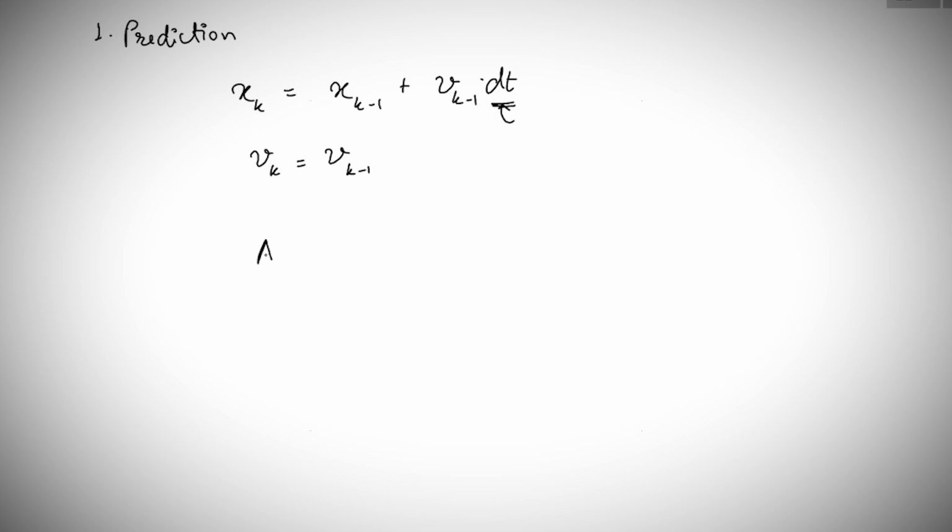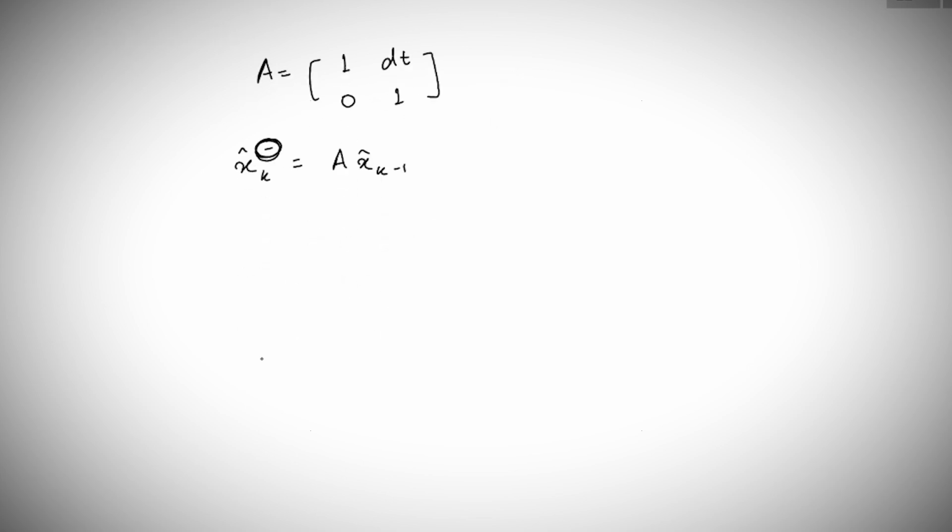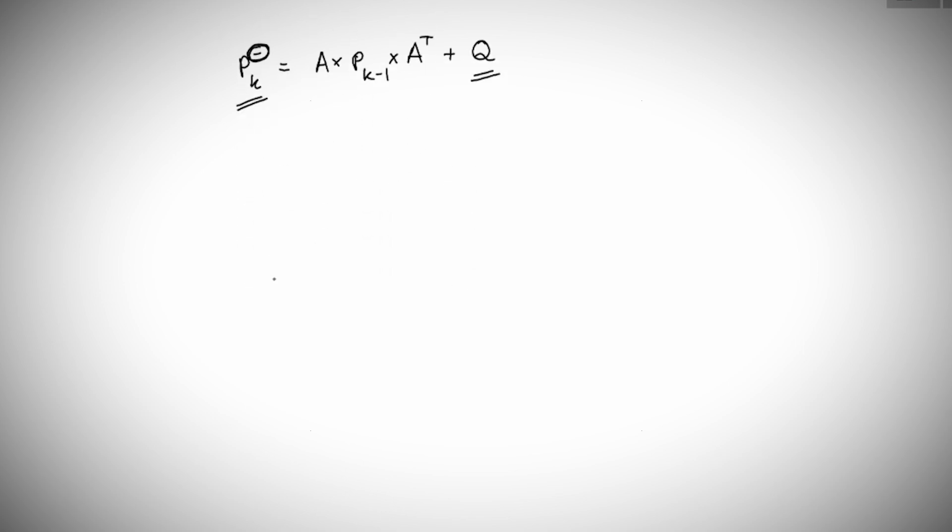We can now define a state transition matrix A that can relate the state at time k with the state at time k minus 1 for our mathematical model. The negative sign here represents that this is a prediction or an estimation made using the mathematical model. We also have a state covariance matrix which is denoted by P of k. Here, Q is the process noise covariance. And just like before, the negative sign tells us that it is an estimate or a prediction made using the mathematical model.